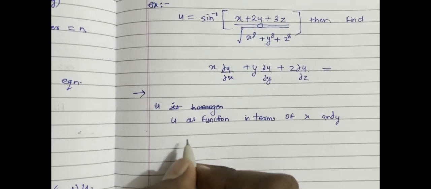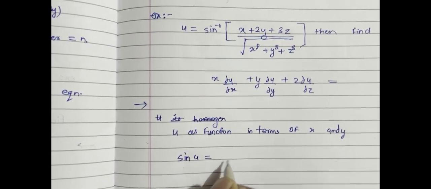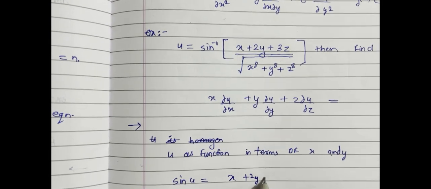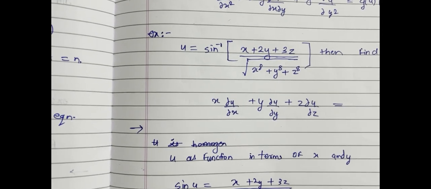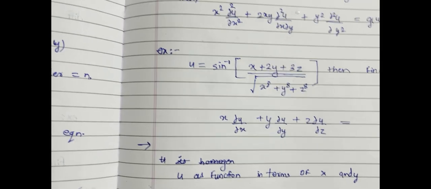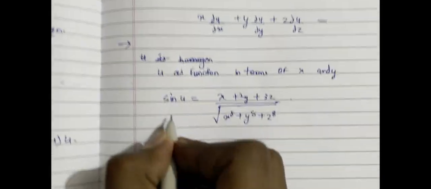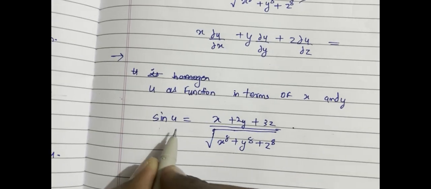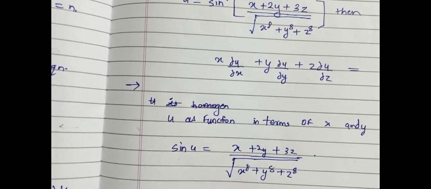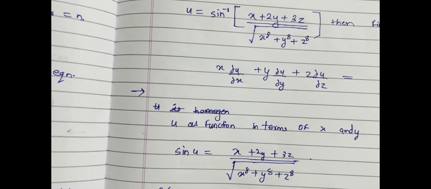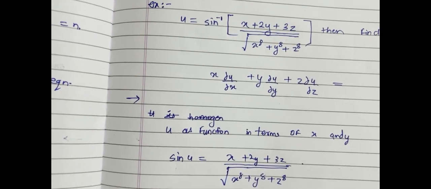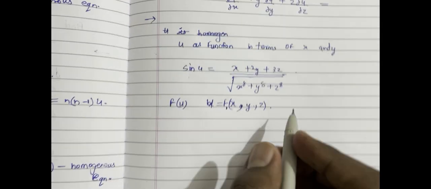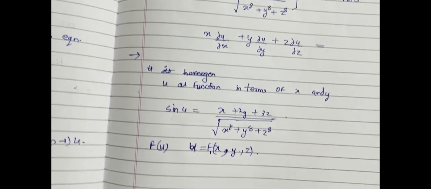Multiplying sine on both sides, we get sin u is equal to x plus 2y plus 3z divided by under root x power 8 plus y power 8 plus z power 8. Here u is a function, and we have a function in terms of u, that is f of u, and u is also a function in terms of x, y, z. So here corollary 3 and 4 are applicable.